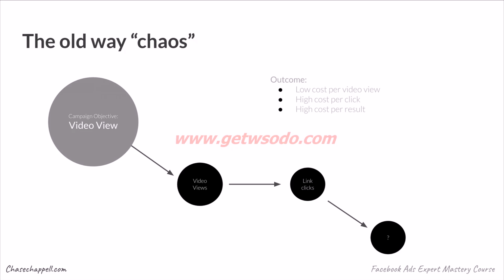Now, I've heard a lot of people tell me that other people have told them that they should use video views and set up a retargeting campaign to capture people who watched a specific amount of their video ad. And that is just horrible advice, as you're spending double the money and getting less results. The algorithm is optimizing 50% towards getting video views and the other 50% to try and get those video viewers to take an action on your site. The outcome of this is low cost per video view, high cost per click, and high cost per result. It's not a good outcome.